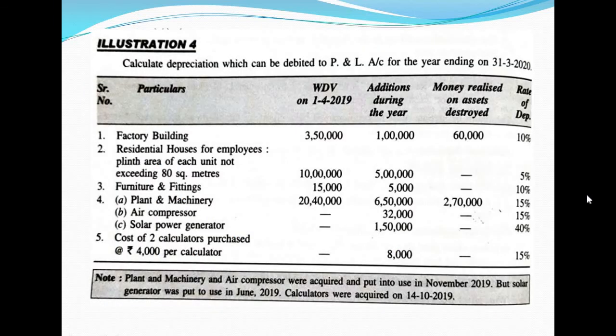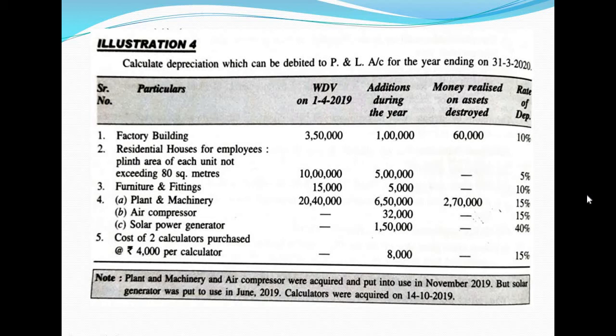Now let us look at this particular illustration from the textbook. It says: calculate depreciation which can be debited to the profit and loss account for the year ending on 31/3/2020. They have given you number 1, factory building, number 2, residential house, number 3, furniture and fittings, number 4, plant and machinery, then 4B, air compressor, 4C, solar power generator, and number 5, cost of 2 calculators purchased.